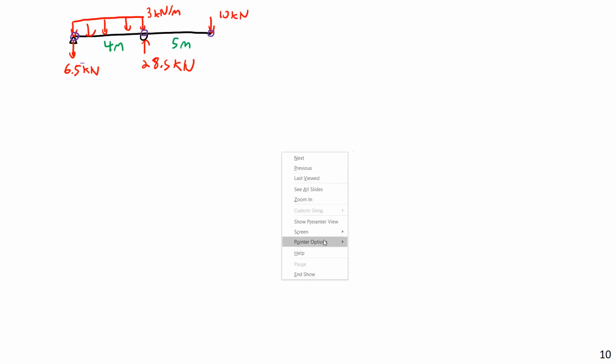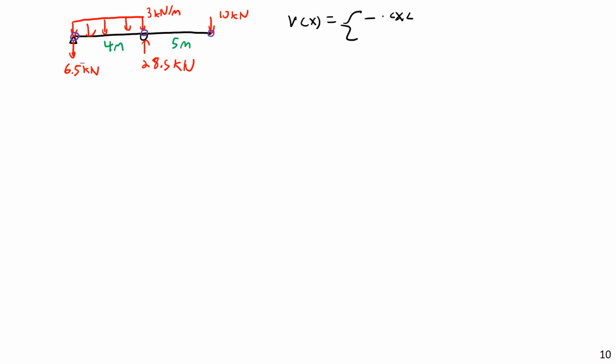So fundamentally, I'm going to end up with something like this. I'm going to use 2 different zones of analysis, and I'm going to get a V of x that is some function where x is between 0 meters and 4 meters. Recording this a little too late at night, I see. And another zone of integration, another piece of the piecewise function, would be where x is between 4 meters and 9 meters.